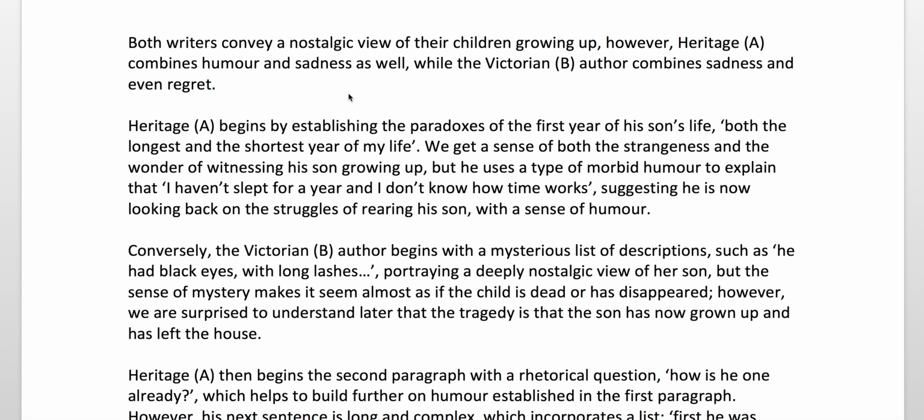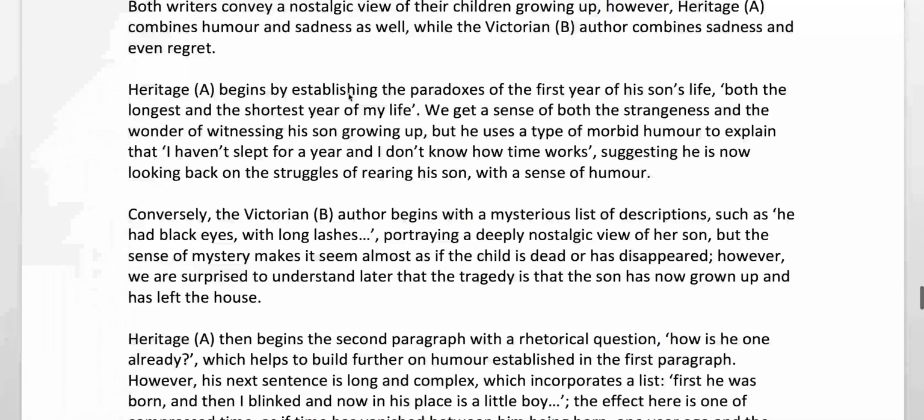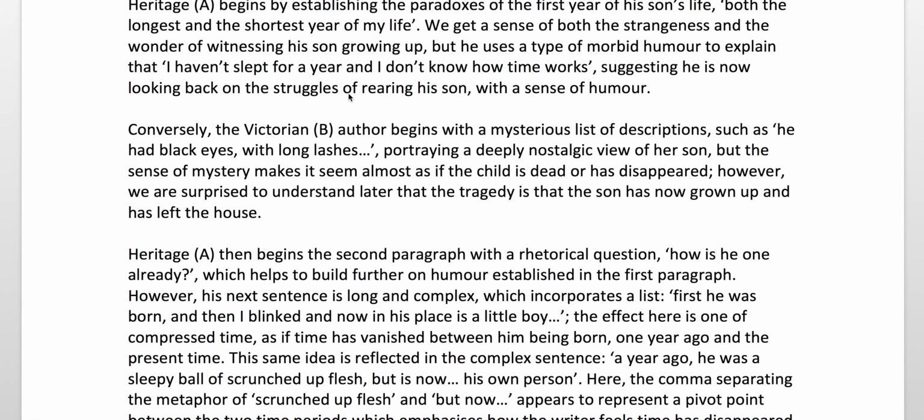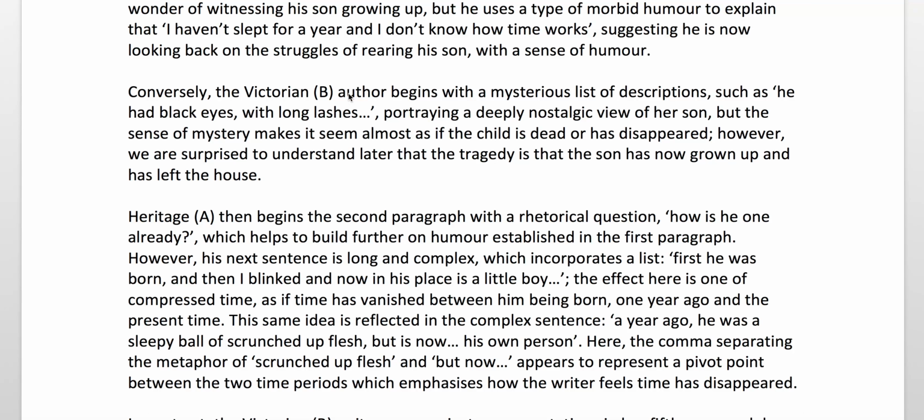Both writers convey a nostalgic view of their children growing up. However, Heritage combines humor and sadness as well, while the Victorian author combines sadness and even regret. Heritage begins by establishing the paradoxes of the first year of his son's life, both the longest and the shortest year of my life. We get a sense of both the strangeness and the wonder of witnessing his son growing up, but he uses a type of morbid humor to explain that I haven't slept for a year and I don't know how time works, suggesting he is now looking back on the struggles of rearing his son with a sense of humor.